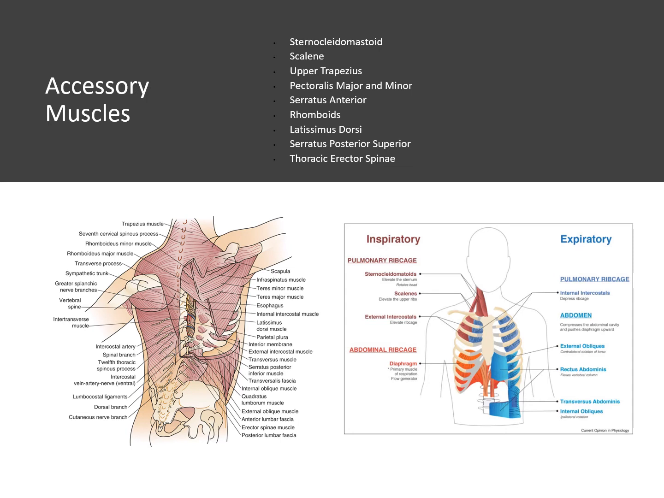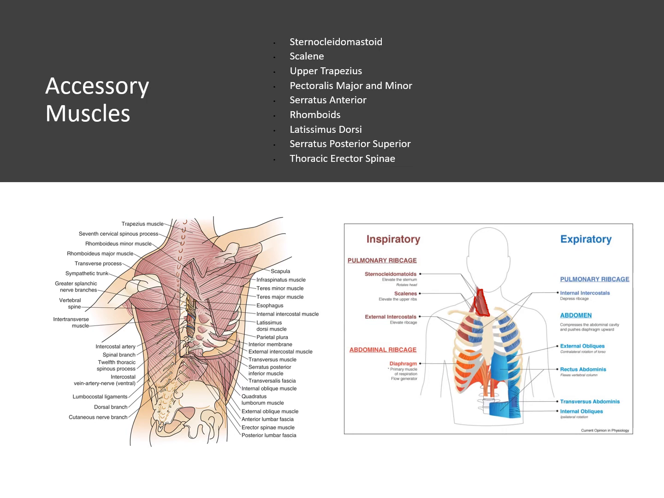So we're going to begin by talking about the SCM, or the sternocleidomastoid. It's this guy right here. And the SCM is really important for elevating the sternum and also helps to increase the anterior-posterior diameter of the chest.